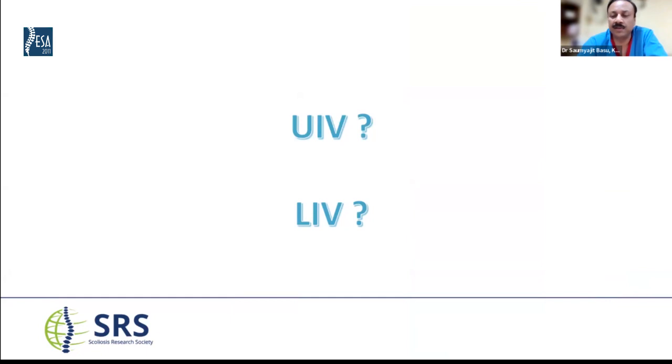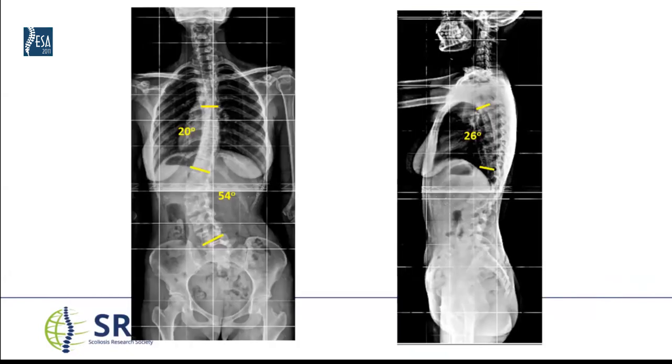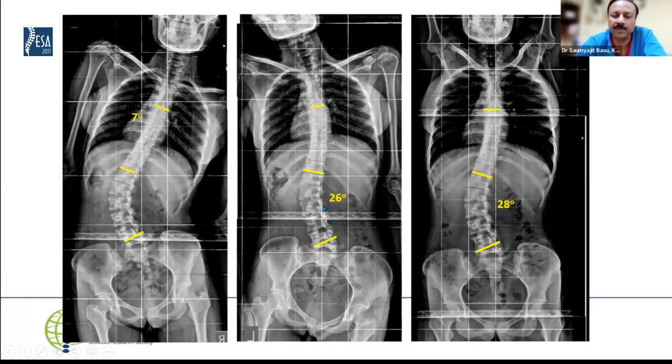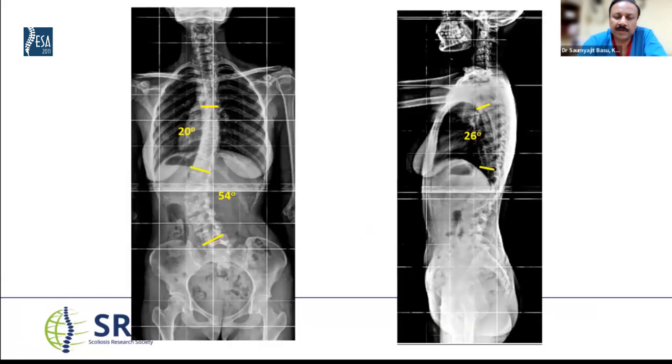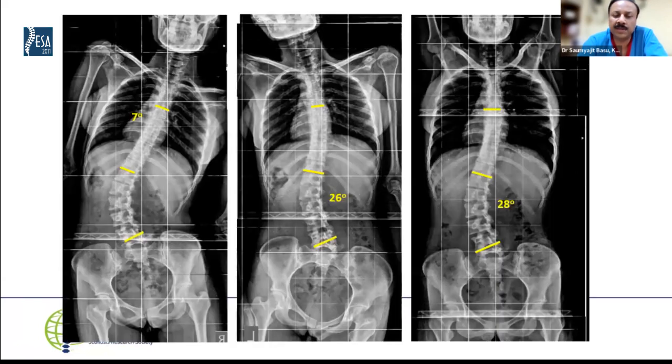Sir, could you please show us the X-rays again? These are the X-rays, and these are the bending films. So 54 to 26, and the thoracic curve correcting completely. This is the bending. This is the traction. And this is the standing whole spine AP and lateral, 54 degrees, Lenke 5C curve. It is T12 to L4.